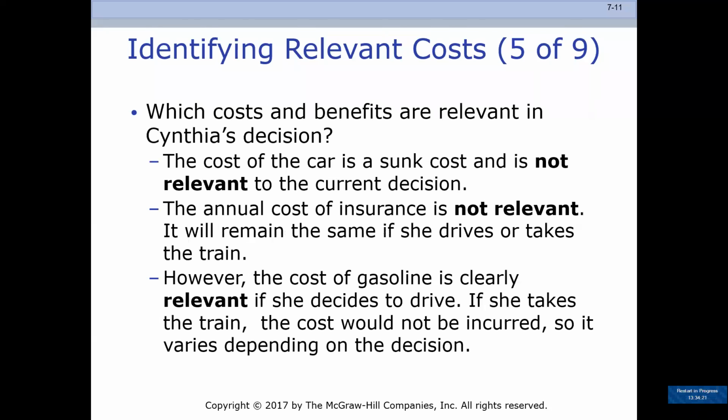So which costs and benefits are relevant in Cynthia's decision? The cost of the car is a sunk cost. Whatever it costs is irrelevant in terms of deciding should we take the car or take the train. The annual cost of insurance is not relevant. She's going to incur that cost whether she drives or not. However, the cost of gasoline is clearly relevant, because if she goes by car, she's going to incur the cost of gasoline. If she goes by train, she won't have that cost. So that's a differential cost because it's different under the two alternatives.